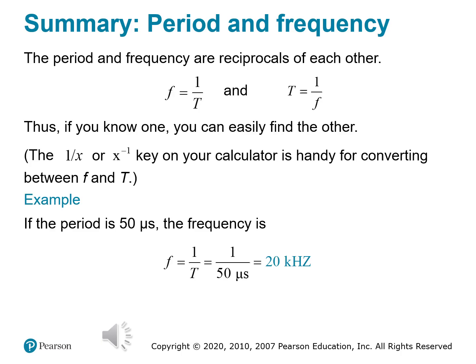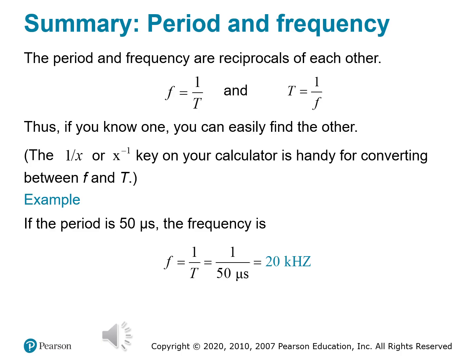So F is equal to 1 over T, or frequency is equal to 1 over the period. And vice versa, T is equal to 1 over F, or period is equal to 1 over frequency. So if you know how long one wave takes, the period, you can figure out how many happen in a second, which is the frequency, and vice versa. It's a simple flip.